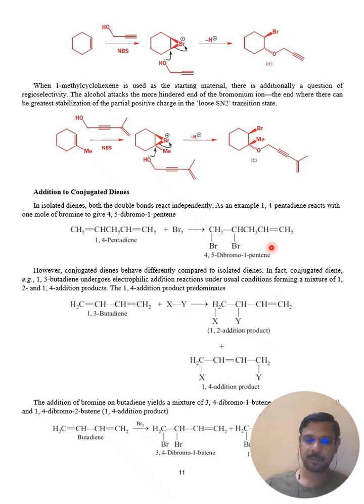Okay, but if it is in conjugation, for example 1,3-butadiene, there is a possibility of two product formations. One is the 1,2 addition product and another one is the 1,4 addition product. So how does the 1,4 addition product form? Because of the resonance structure, right? And also there is a formation of a stable carbocation, that is the allylic carbocation, that we will see in the next slide.